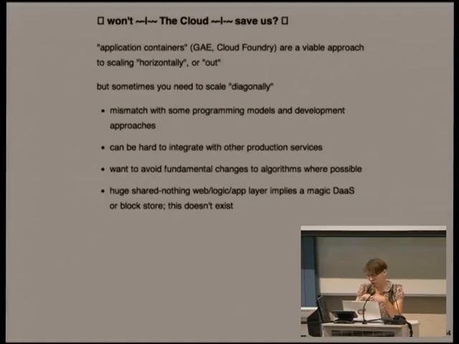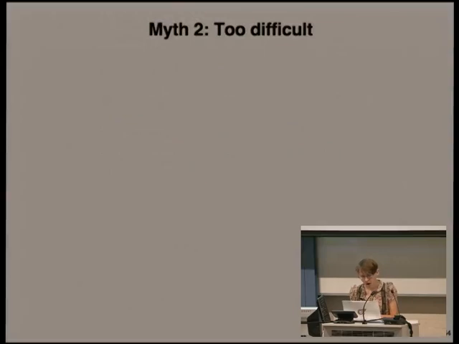Not every programming model works with that, and not every development approach in terms of how you actually iterate while you're developing works with that. So it can be hard to integrate with other existing servers you have. If you're working in this weird application container, you can't create arbitrary connections and things like that. And obviously, if you want to actually do something interesting, so you're collecting data in this web app or in this contained app, it implies that you have this database as a service where you can just magically store it all, and that will never have any consistency or performance issues. And there's no such thing.